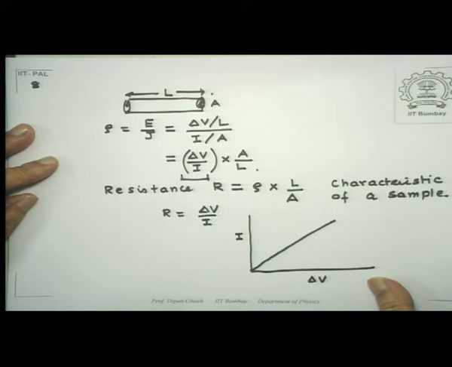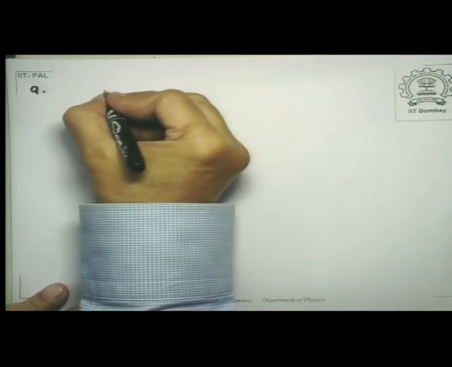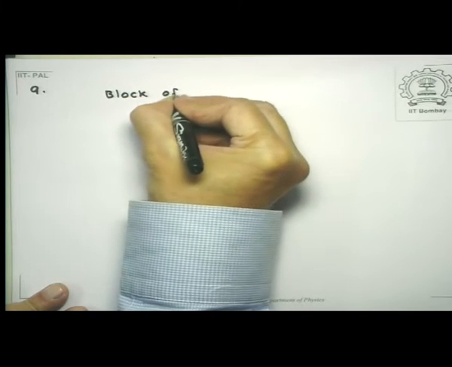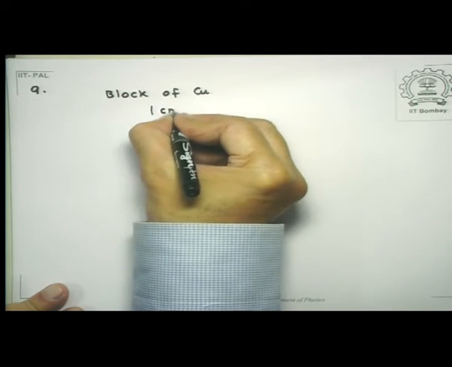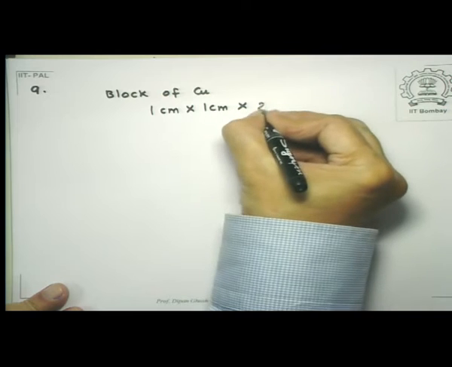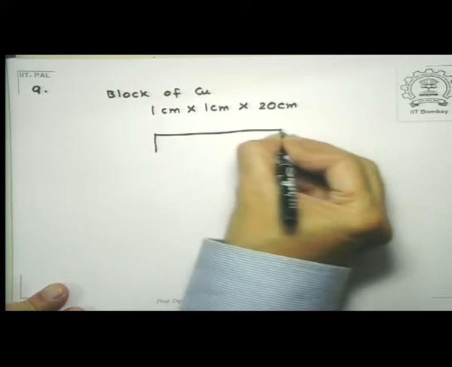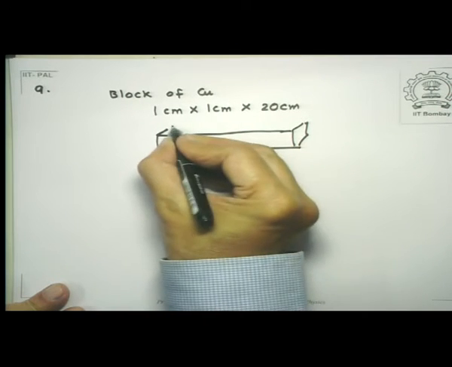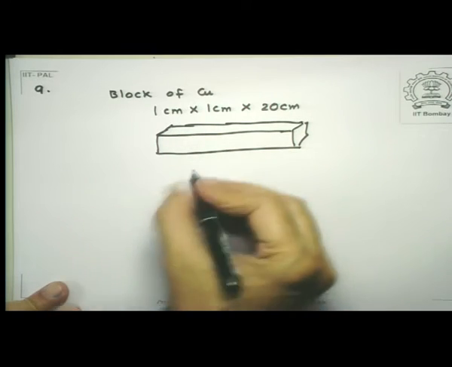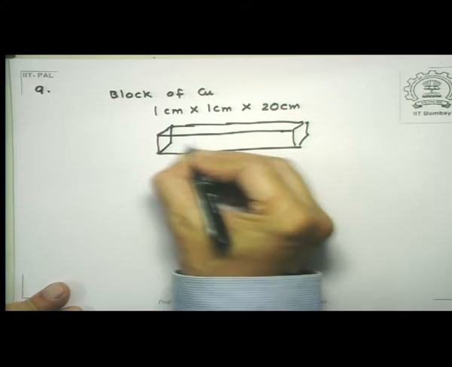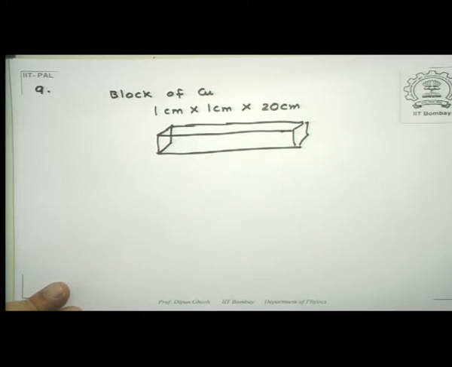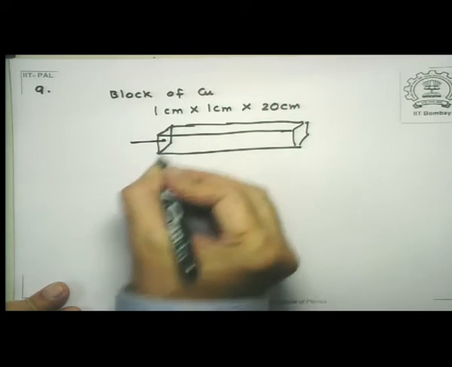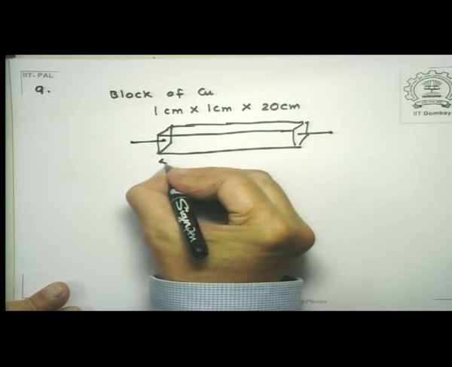So, let me give you an illustration or an example to calculate the resistance of a sample. Let me take a block of copper. Suppose it has a dimension of 1 centimeter by 1 centimeter by 20 centimeter. So, let me try to draw it, not to scale obviously, because length should be 20 times as much. Now, one of the points that you have to realize is that the response of this to the electric field would depend upon which way you apply the potential difference. So, for example, supposing I decide to apply the potential difference between the long ends. So, this is my L, which is 20 centimeter.